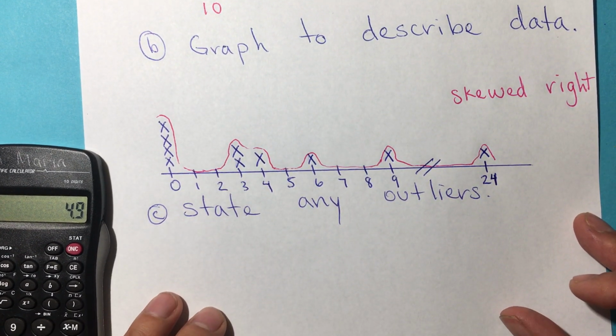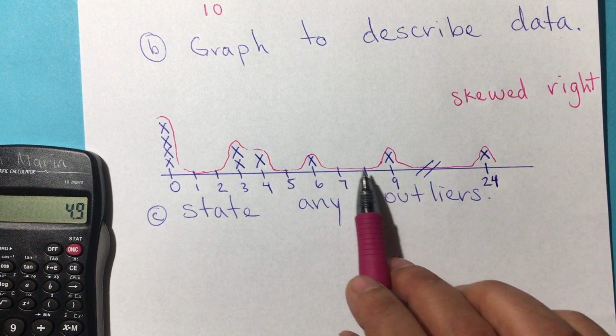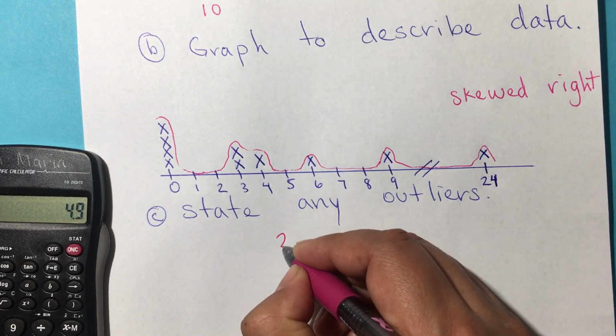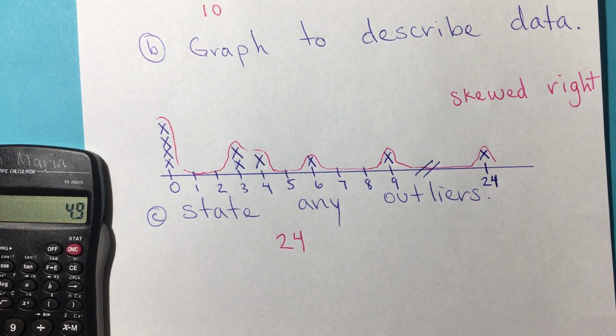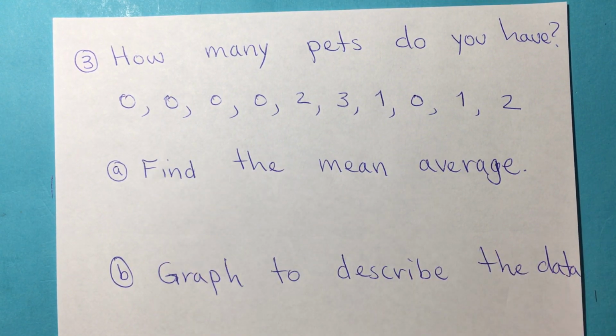State any outliers. Well, 24 is way different than the other values, so we can say that 24 is the outlier in this data. It says, how many pets do you have? These were the answers. Find the mean average.